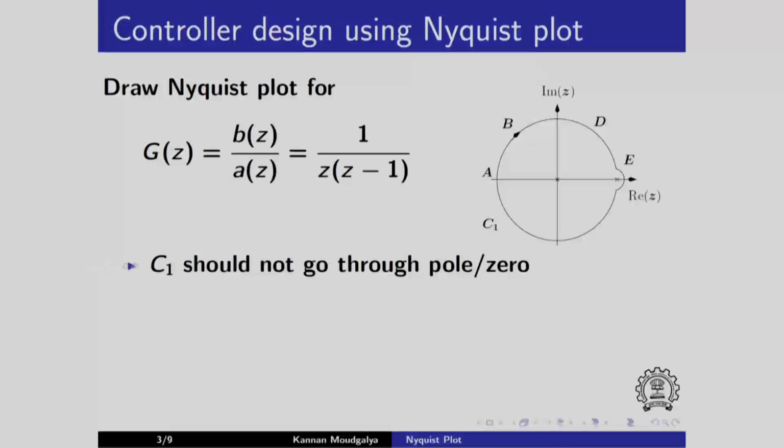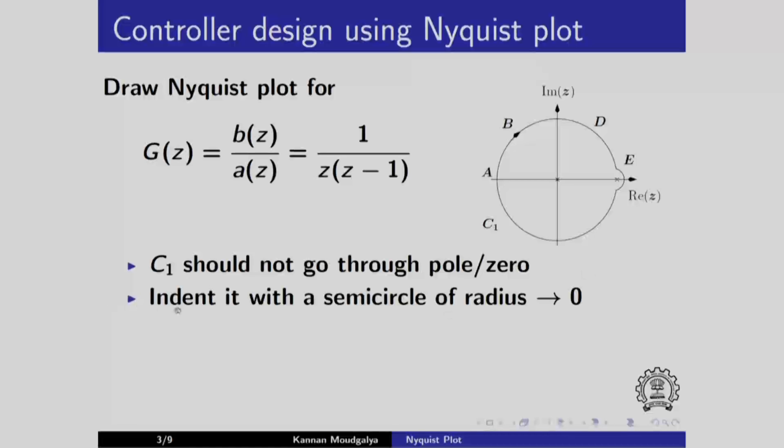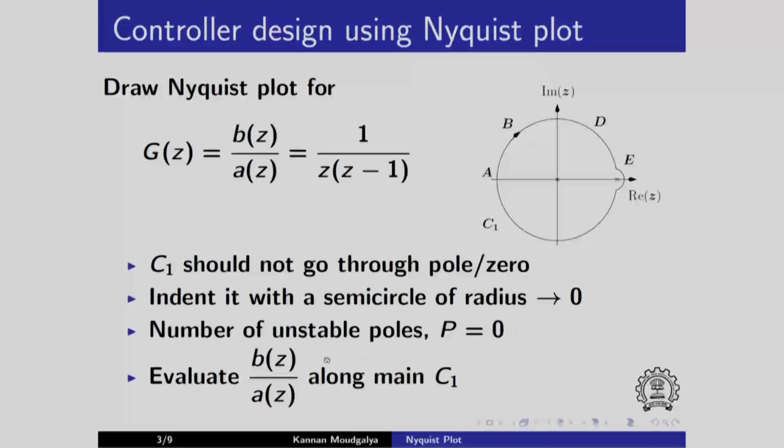Recall that this is a requirement of the Cauchy's principle. So C1 should not go through pole or 0. We indented it with a semicircle of radius going to 0. This is a very small semicircle. Inside the C1 curve, all the poles are here, so outside there is none. So we say that the number of unstable poles that this plant has is 0, that is capital P equals 0. So let us draw the Nyquist plot.